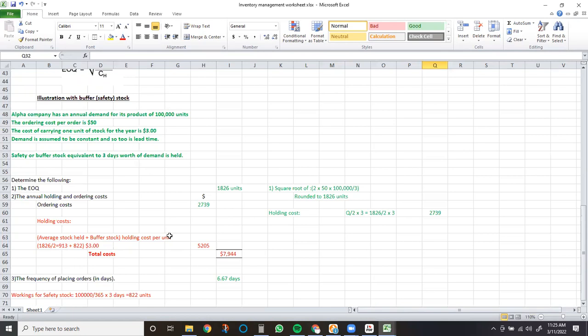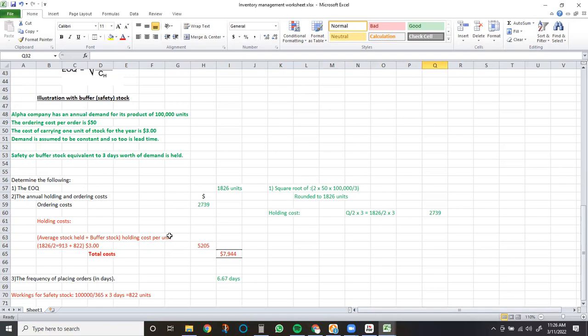Now, what it means, therefore, is you're going to have to work out what the safety stock is, and that's easy. Remember, we said that one of the assumptions is that demand is constant. Even if the question didn't state that, you will normally assume that 100,000 divided by 365 days, multiplied by 3 would give you an idea as to what the buffer stock is. And as I said a few minutes ago, that's the only difference related to the calculation.